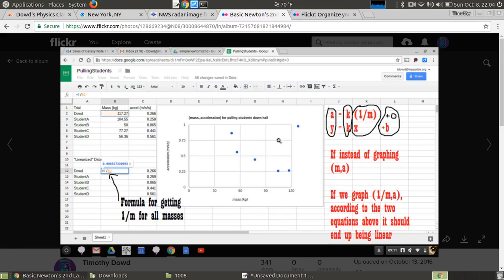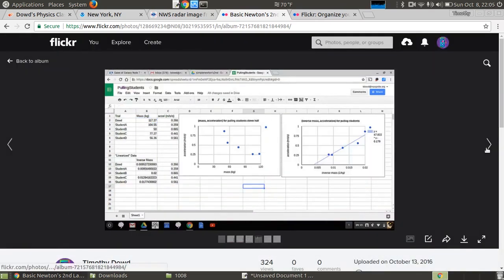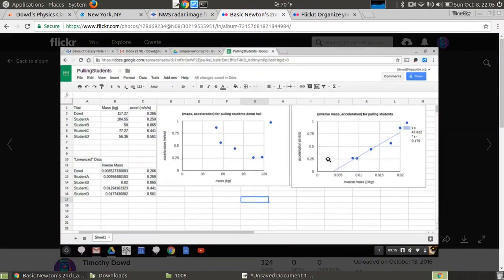So what is 1 over m? It's literally just 1 divided by the mass. So I'm telling the spreadsheet to copy the masses down, but instead of writing them exactly, do equals 1 divided by the original mass. That's going to get me the inverse mass. Acceleration, I literally just copied down. And if this is really a hyperbola, then if we graph a versus 1 over m, it should be a line, according to the fact these line up together. So we do that, and we get something that looks really linear.